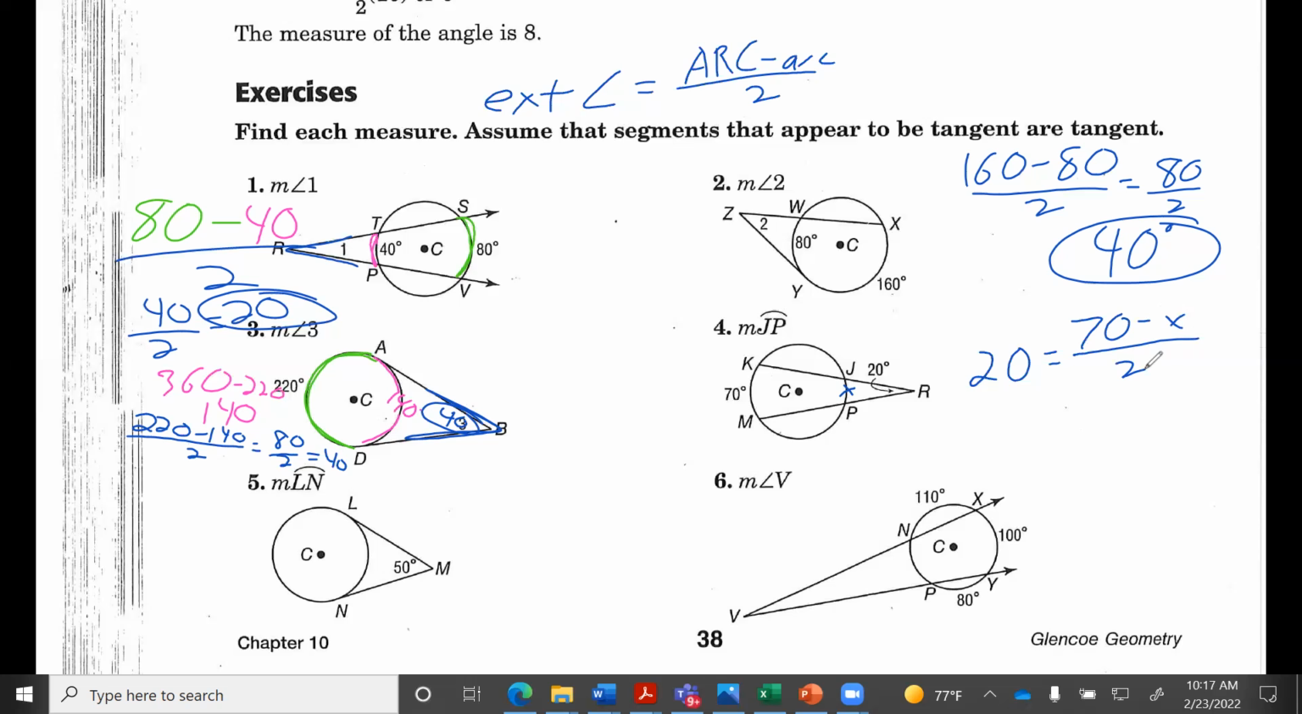So first get the 2 to the other side. Multiply 2 across, you get 40. That's 70. We've got to get that over to the other side, subtract it. This is a negative 30. At first, that's kind of odd, but this side still has a negative x. So either divide or multiply by a negative 1, and you get x is positive 30. Got that?